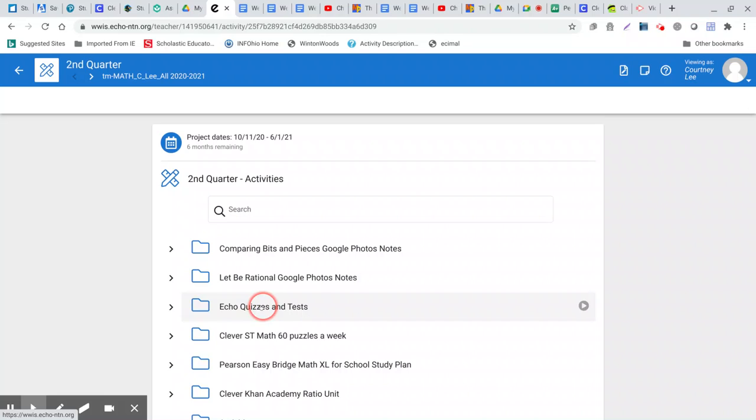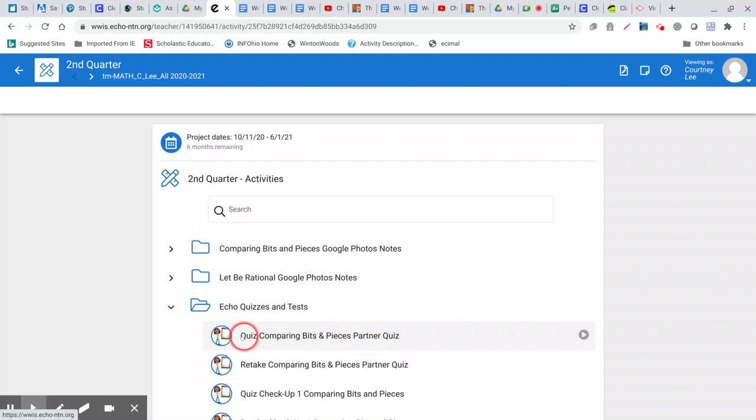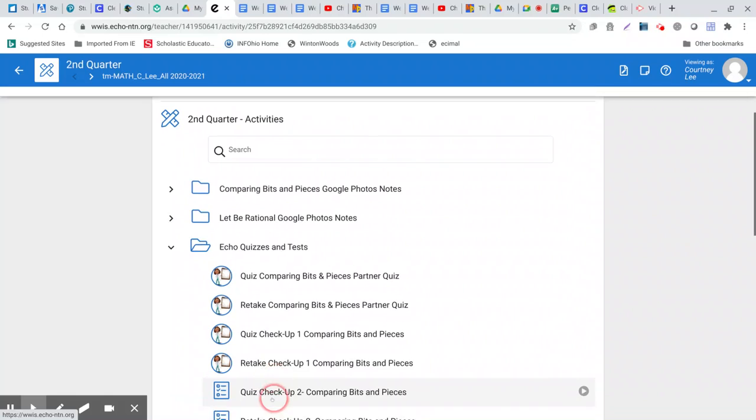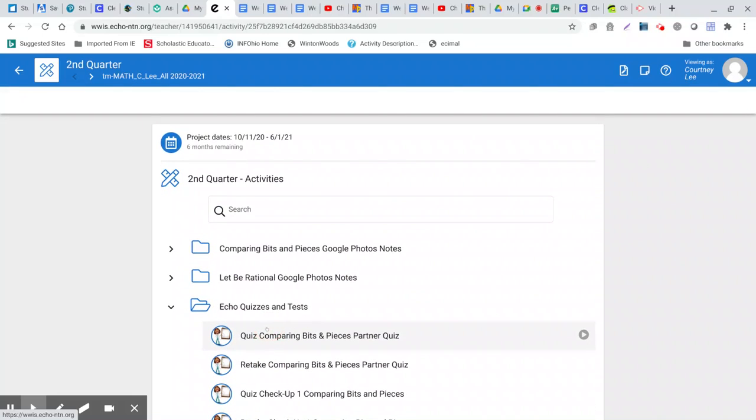Now, your tests and quizzes. Each test and quiz has an original and a retake, for all your tests and quizzes. So if you choose to do the retake, that's your choice. I'll take the highest grade.